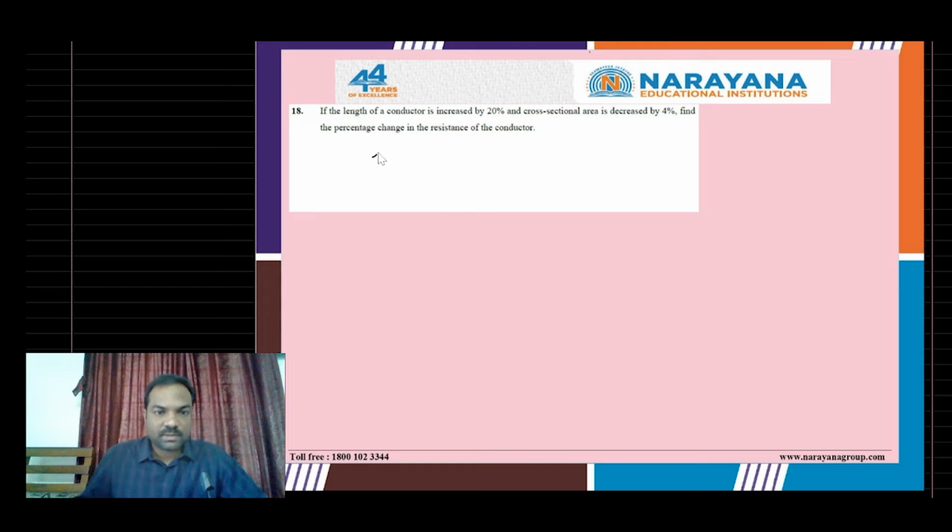Now let us write down all the quantities here. Suppose that initial length is L. Now length will be L plus 20%, so 20 by 100 into L. It comes out to be 1.2 L. And next, initial area, let us say A. Now area value will decrease by 4%, that is 4 by 100 into A. That is nothing but 0.96 A.